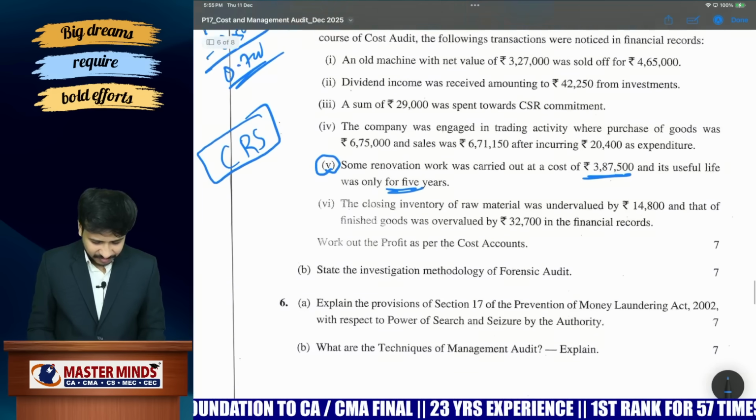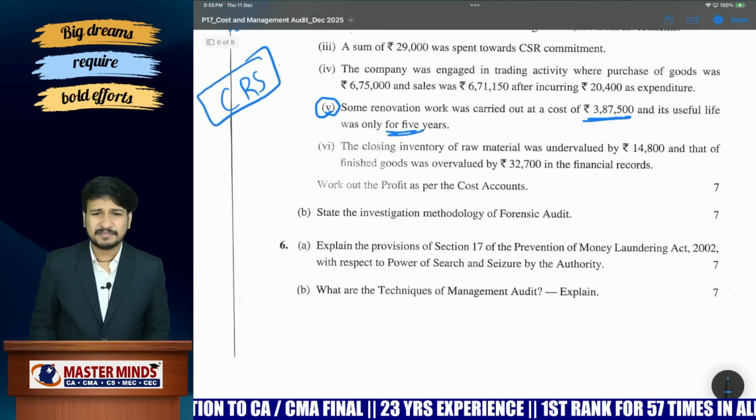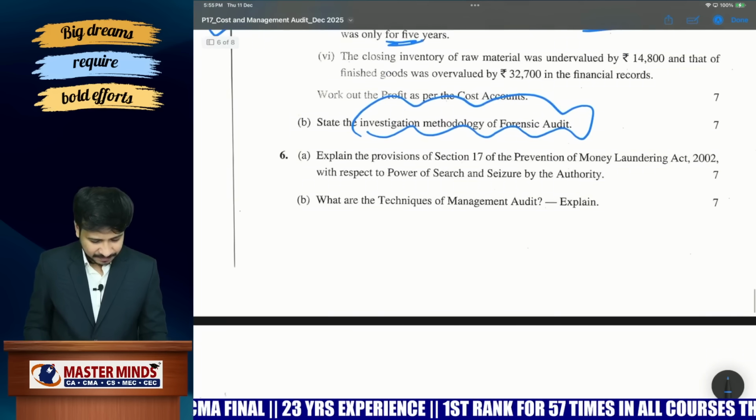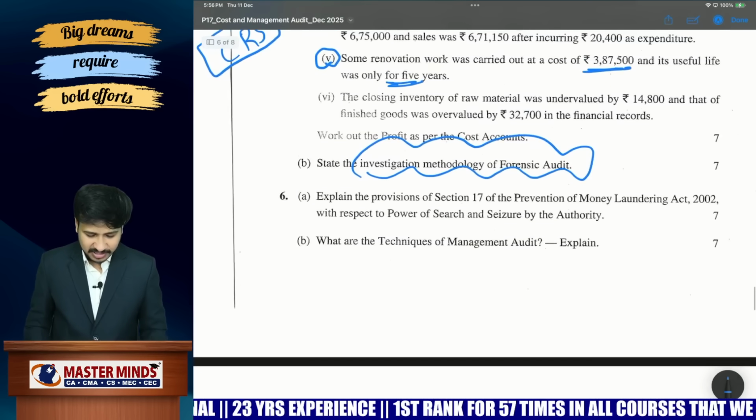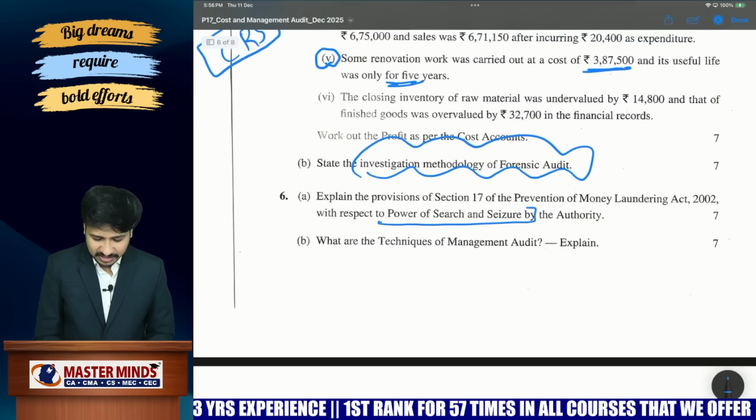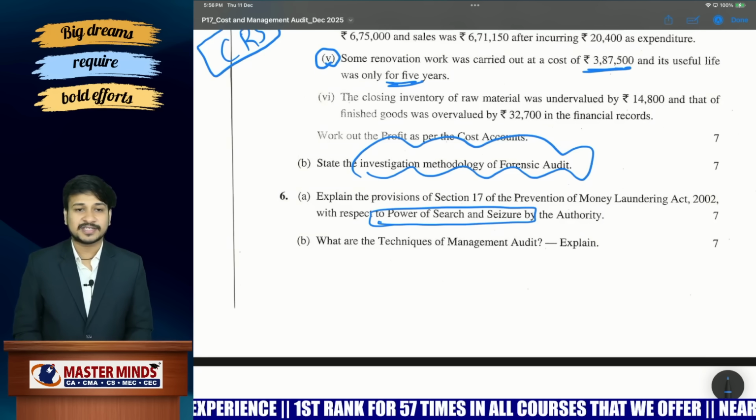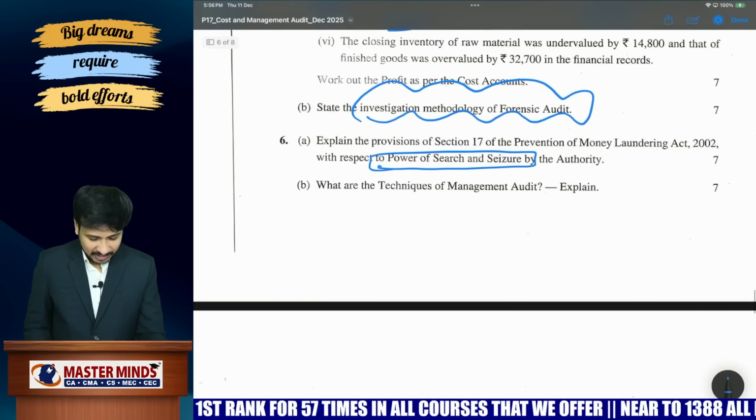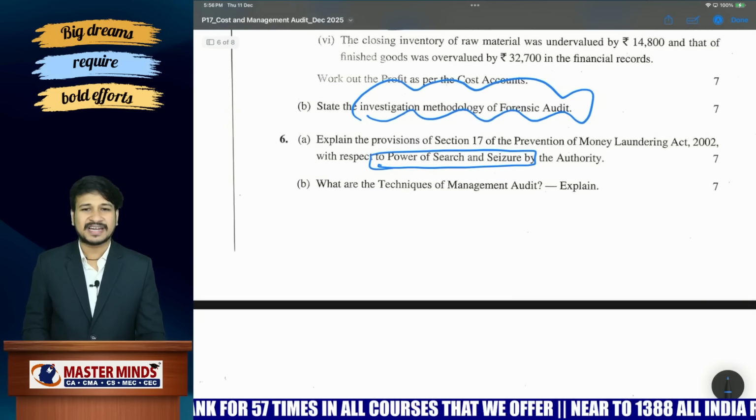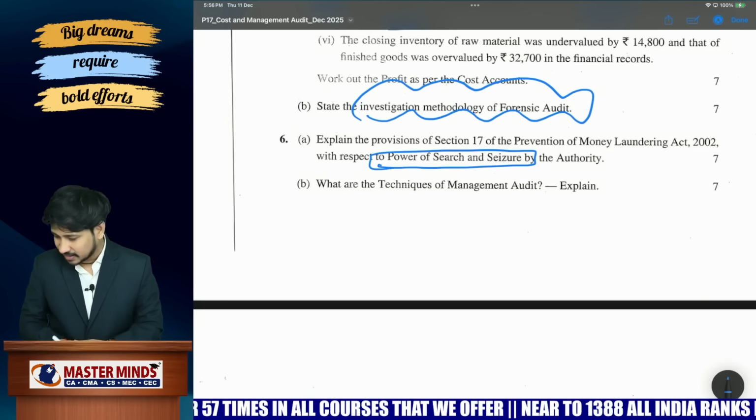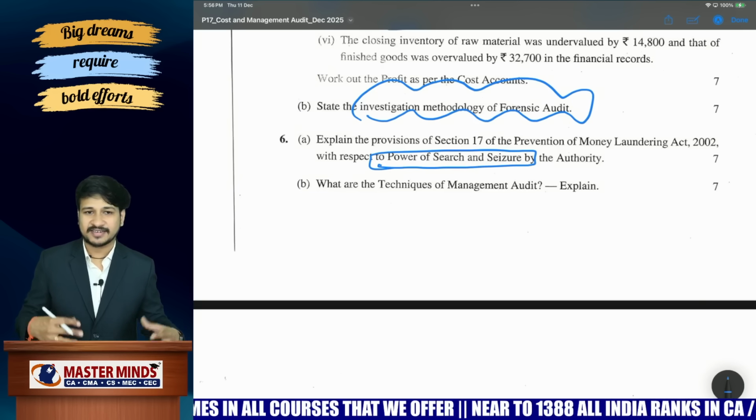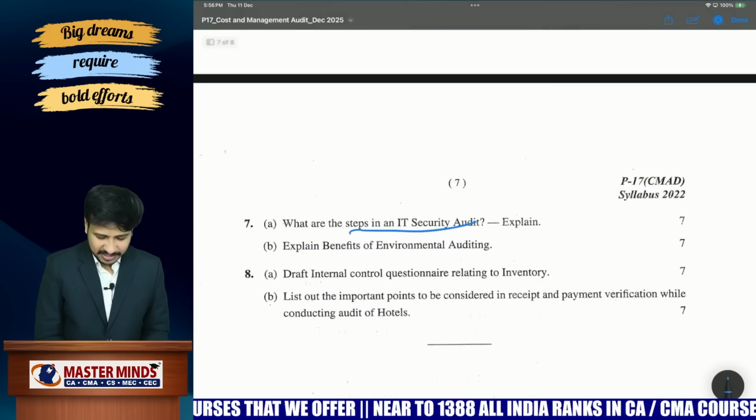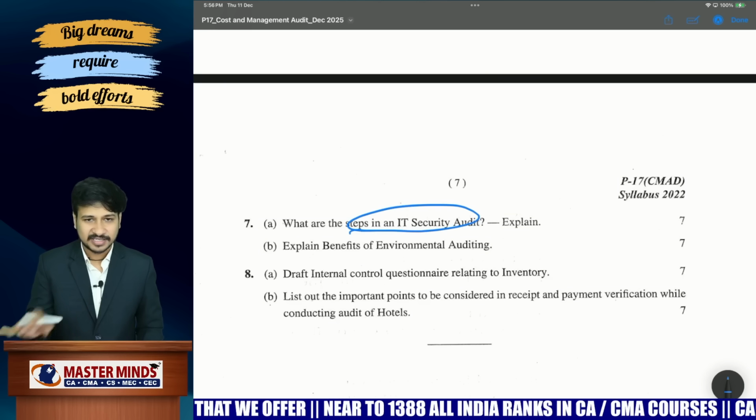And coming to question number 5b, which is a very simple and easy question, investigation methodology of forensic audit, a direct question. Coming to 6 here, as per section 17, power of search and seizure, which is also an easy and direct question from anti-money laundering, PMLA. And coming to 6b, techniques of management audit, likewise you have all the techniques, I mean to tell, like accounting techniques, scientific techniques, statistical techniques, an easy direct question. Question number 7 here, steps in IT security audit, that is also a direct, easy question.